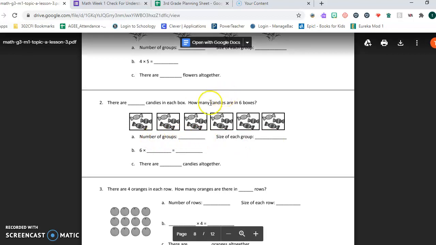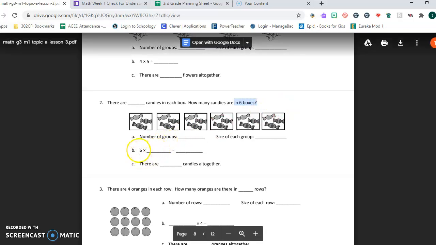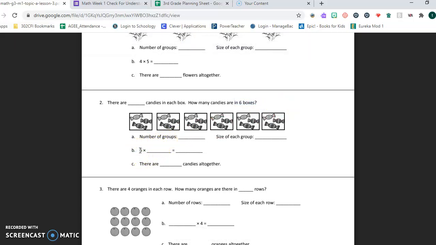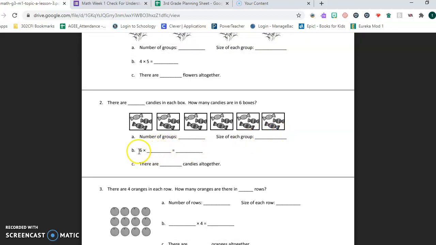So they give you the number of groups here, and they put it first in the equation, 6 groups of, or 6 times, and then the size of the group, whatever number you write here, is going to go in this box. So 6 times the size of each group, 6 groups times the number of items in the group, and then you've got the total items represented. And so whatever you write on this line here as the product to your multiplication equation, you transfer into this line. There are blank candies altogether.